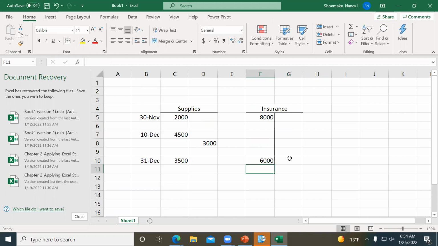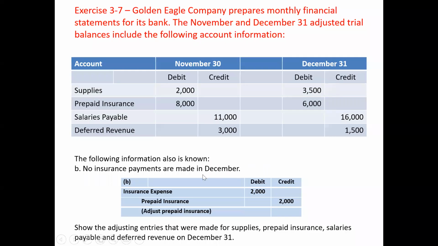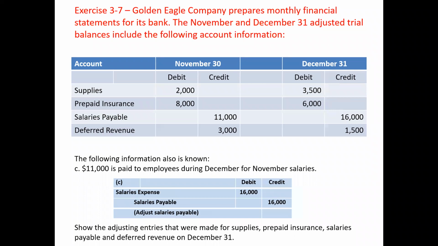What journal entry did we need to do to get it to 6,000? We had to have credited this too, because we used up some insurance. So we debit insurance expense 2,000. We credit our prepaid insurance for 2,000. Does that make sense, guys?